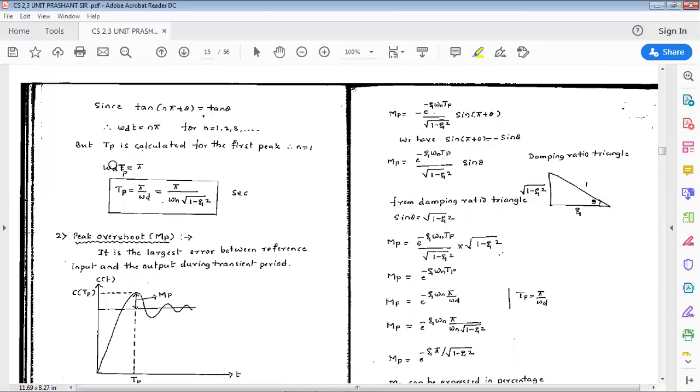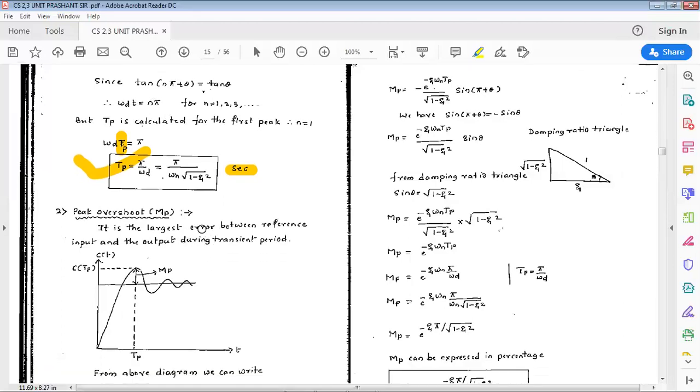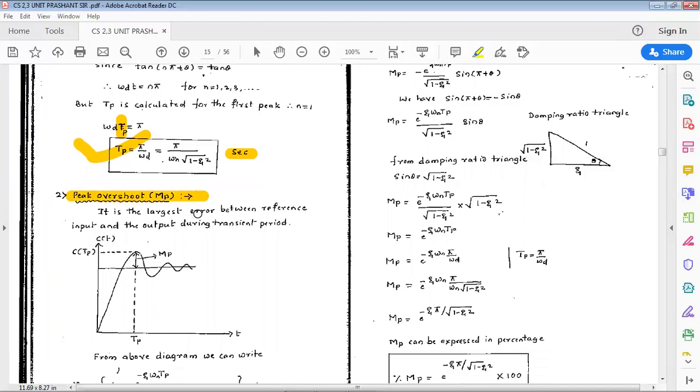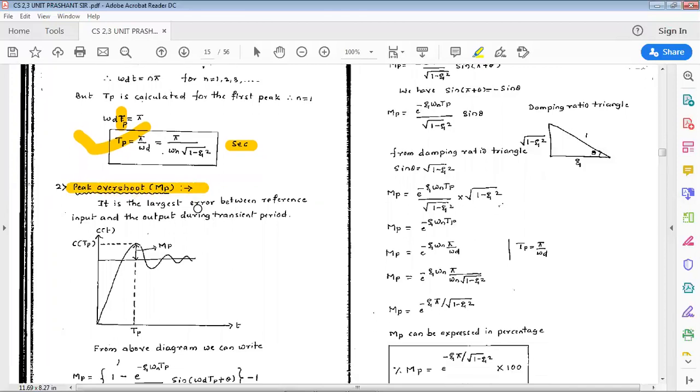Therefore omega d t p is equal to pi. We want tp, the peak time, so tp is equal to pi by omega d, which is equal to pi by omega n under root 1 minus zeta square seconds. So this is the required expression for peak time Tp. Next, we move on to the next term, peak overshoot. How should we calculate this peak overshoot? That is what we are going to concentrate on now.